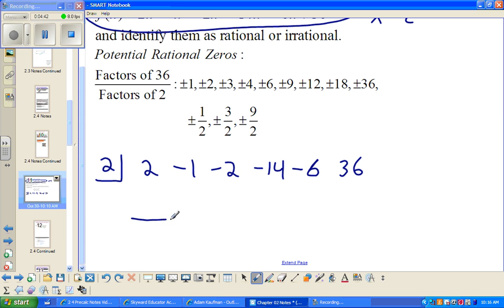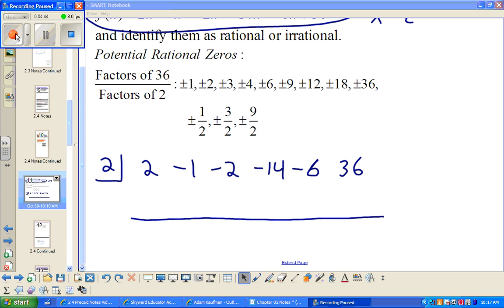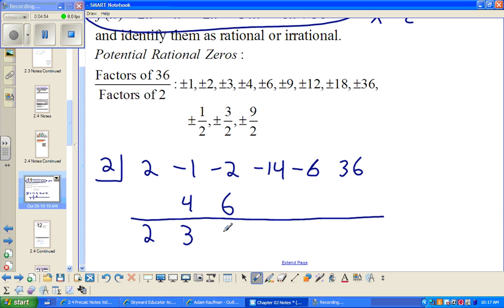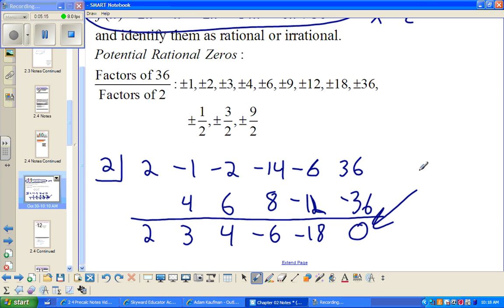So now, if I go through the synthetic division, remember I drop down the 2. 2 times 2 is 4, 4 minus 1 is 3, 3 times 2 is 6, 6 minus 2 is 4, 4 times 2 is 8, 8 minus 14 is negative 6. Negative 6 times 2 is negative 12. Negative 12 minus 6 is negative 18. Negative 18 times 2 is negative 36. And negative 36 plus 36 is 0. That's good, because that tells me that x minus 2 is a factor.